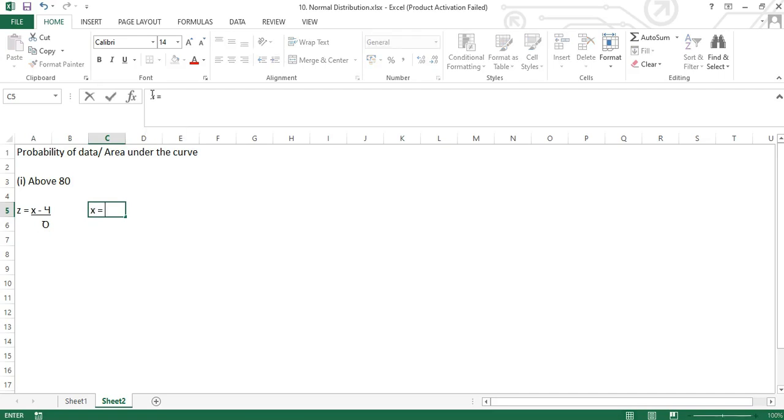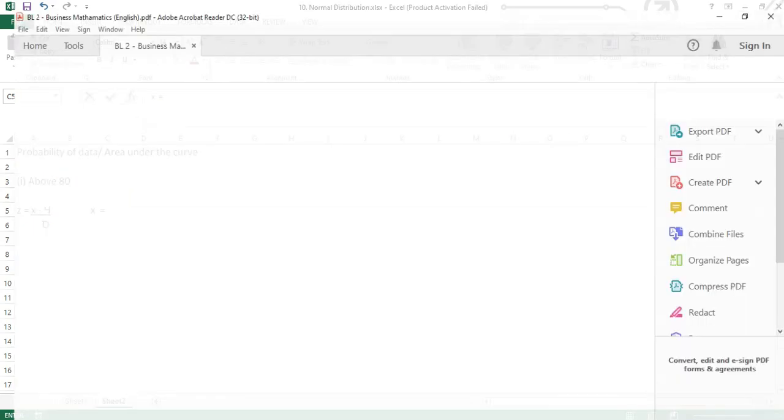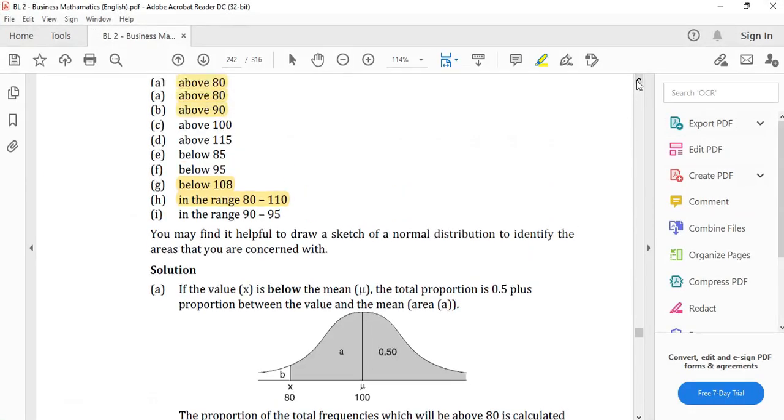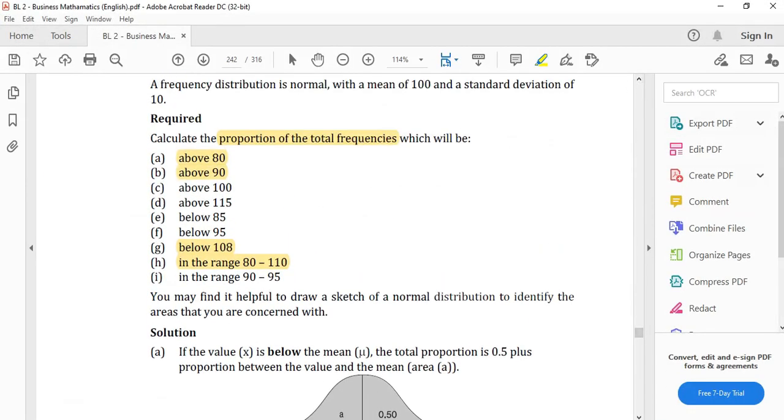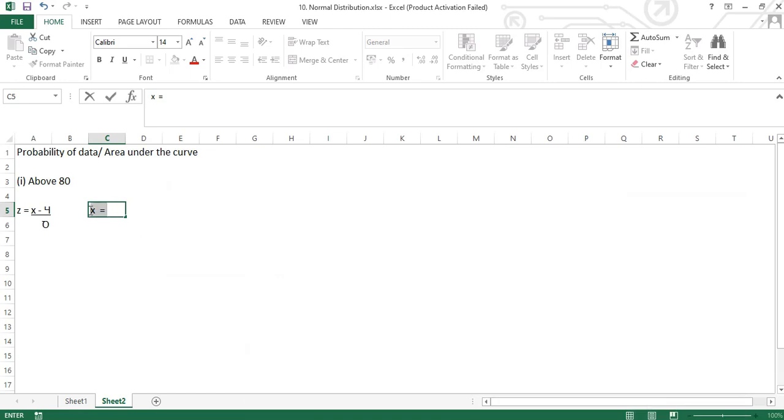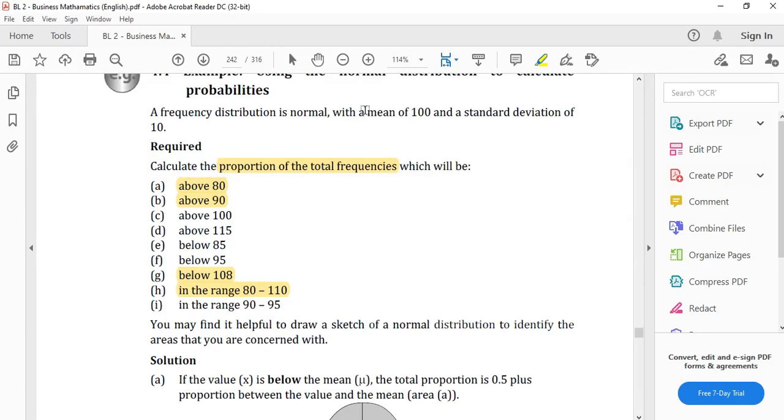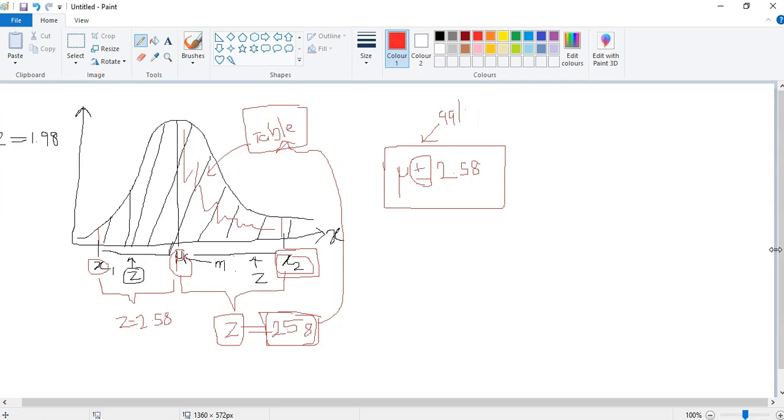So, x we know it is the actual data. So, in the question, if they give like this, for the data above 80 and so forth, then it is referring to the value x, which is 80. The mean. Did they give the mean? Yes, they have given. They've said that the distribution is normal. That means it is symmetrical.